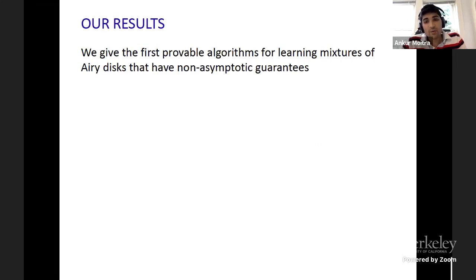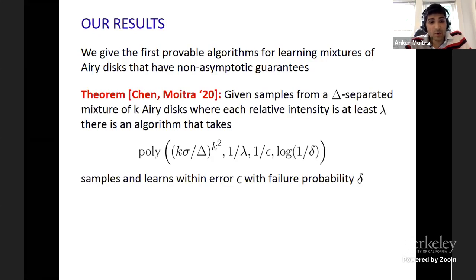For those of you who are familiar with learning mixture models, there are going to be a lot of parallels between the types of mixture models that we study in theoretical computer science and the types of mixture models arising in these optics problems and inverse problems in physics. The first result, which is the less surprising one, is that we give provable algorithms for learning mixtures of Airy disks that have non-asymptotic guarantees and that work regardless of the separation. If you have two Airy disks, or any constant number of Airy disks, there isn't actually any real diffraction limit. You just need to take more and more samples and run for a larger amount of time, but you really can go beneath the diffraction limit.